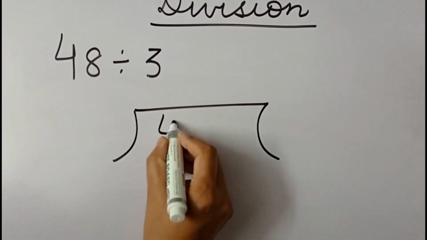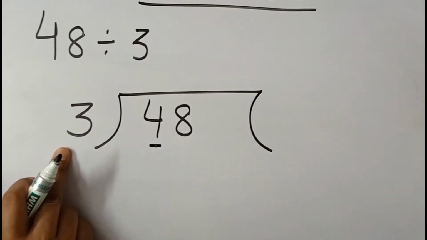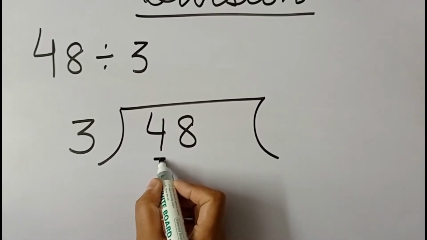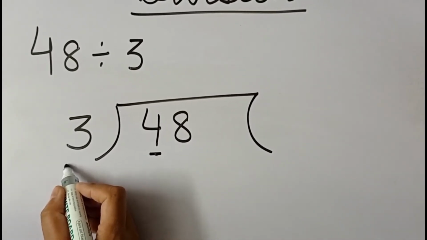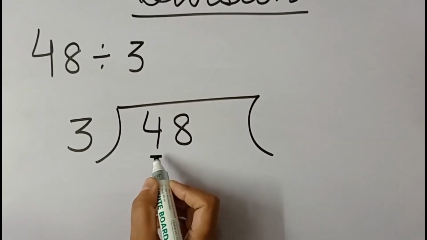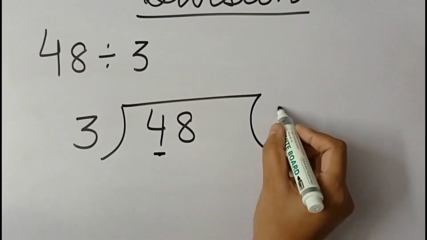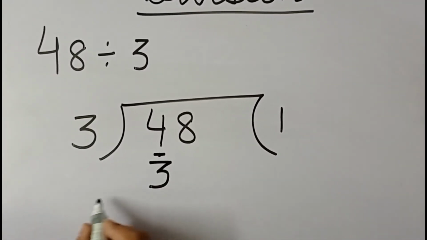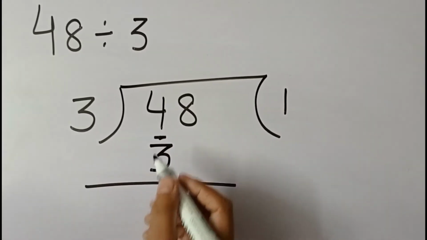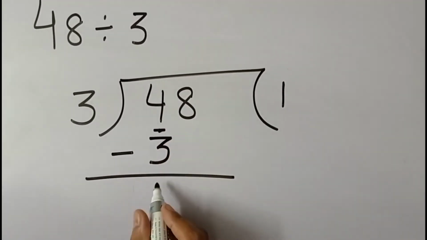Now look at 4. This 4 is greater than 3? Yes, it is. So we will see if 4 is there in 3's table. 3 1s are 3, 3 2s are 6. No, it is not there. So, what is there which is less than 4 in 3's table? That is 3. And 3 1s are 3. I told you, if it does not come in this table, then we will take the number which is less than this. Right? Now, 4 minus 3 is 1.